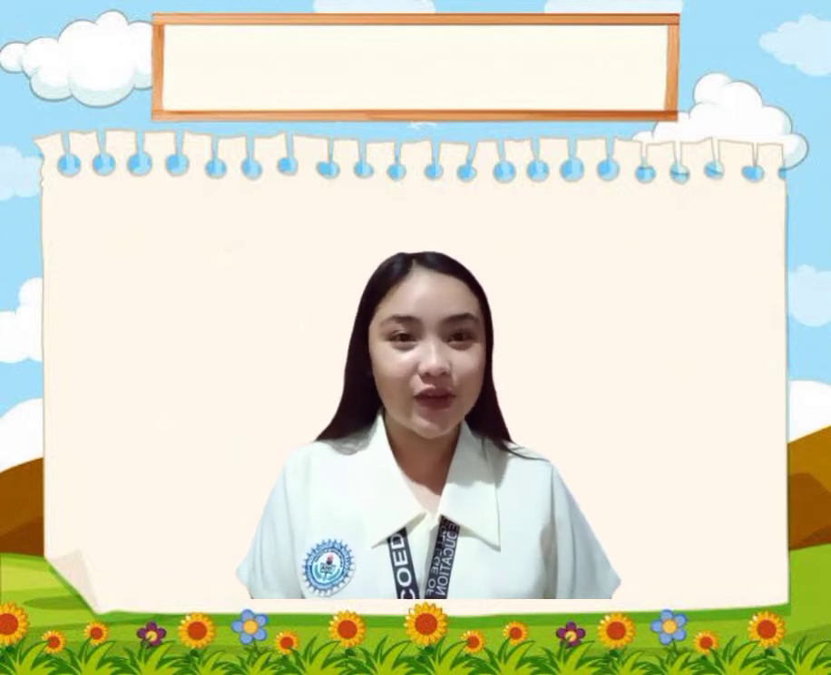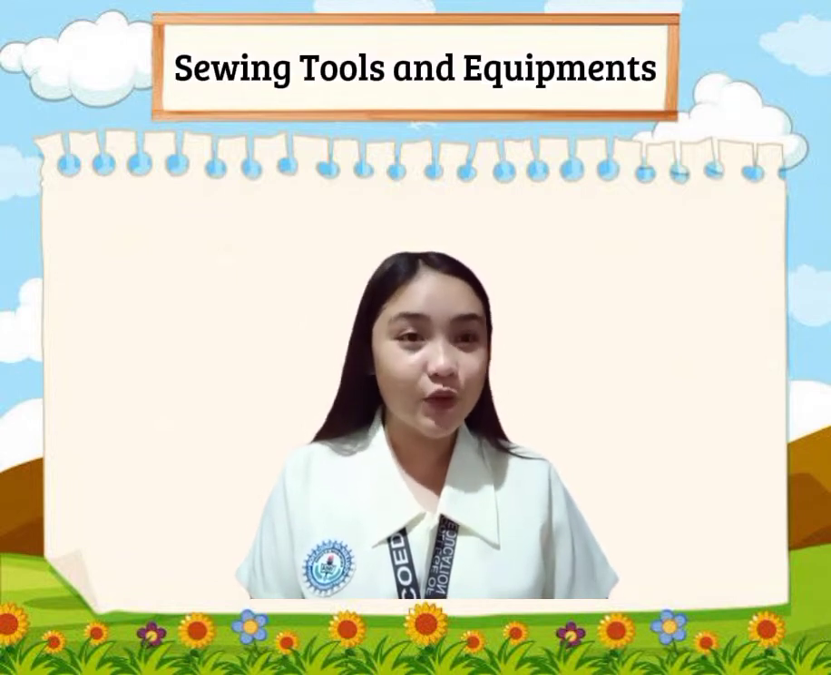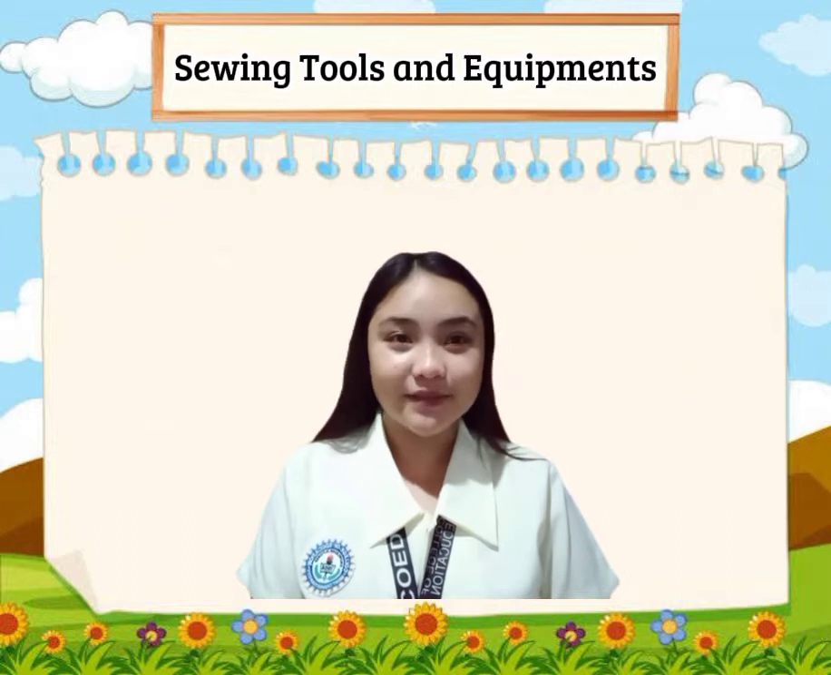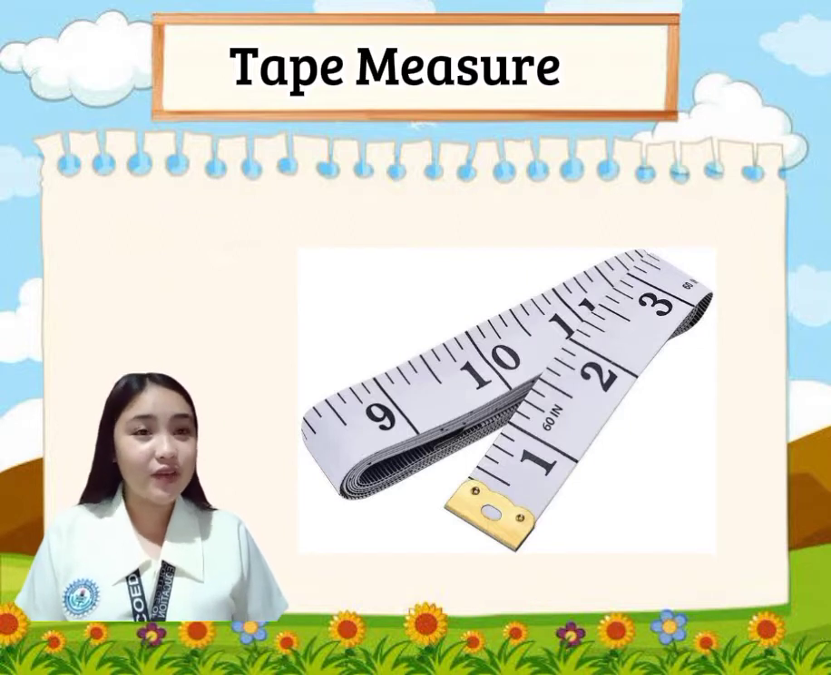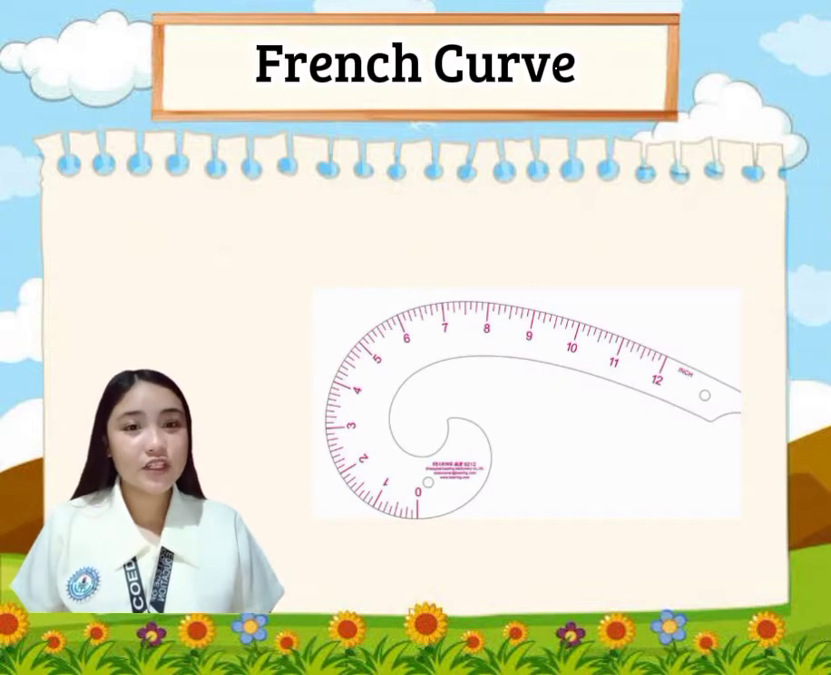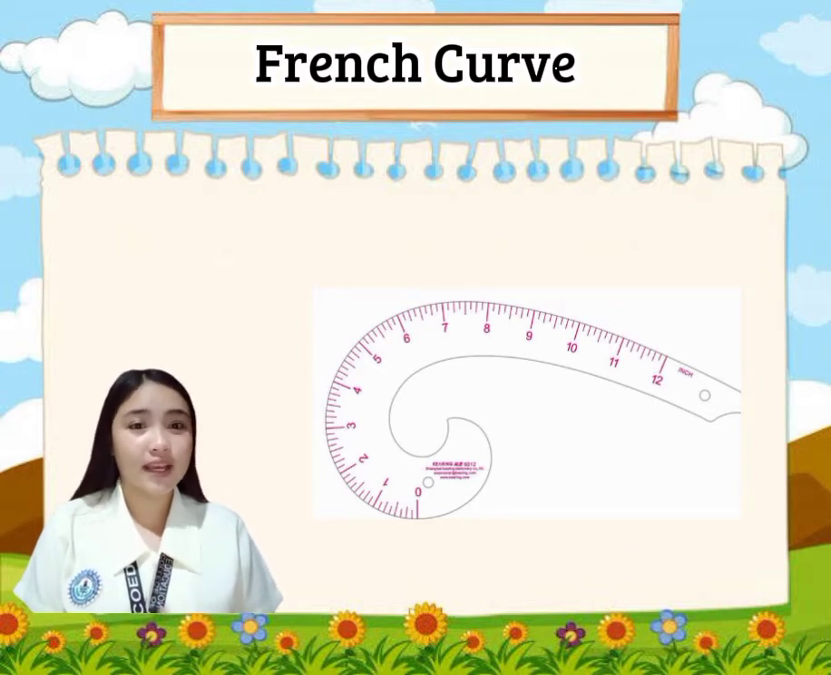For this video, I will recite the following sewing tools and equipment. Tape measure. The most common use of a tape measure is to take body measurements, but you can use it for measuring tests. French curve. French curve is a common curve ruler used for fashion design. It is widely used in drawing and measuring the neckline, armhole, sleeve cuffs, pocket contour, and more.